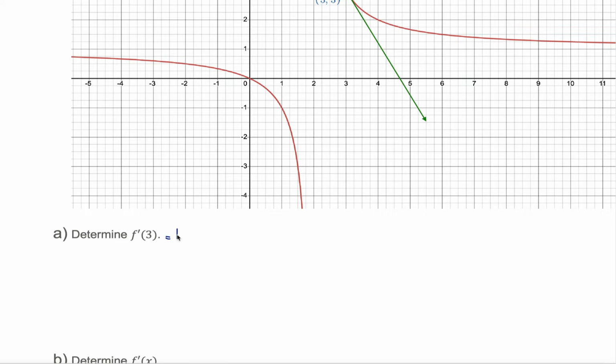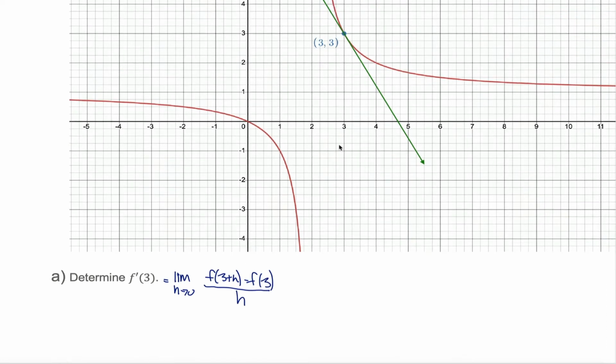To calculate f prime of 3, we want to evaluate a limit, specifically the limit as h approaches 0 of f of 3 plus h minus f of 3, divided by h. These are the y coordinates of two different points. One of them is at 3, right here, pictured in green. The other one is at 3 plus h. So in your head, maybe you can picture it like right here or something. It's a little bit to the right of 3, depending on what h is equal to.